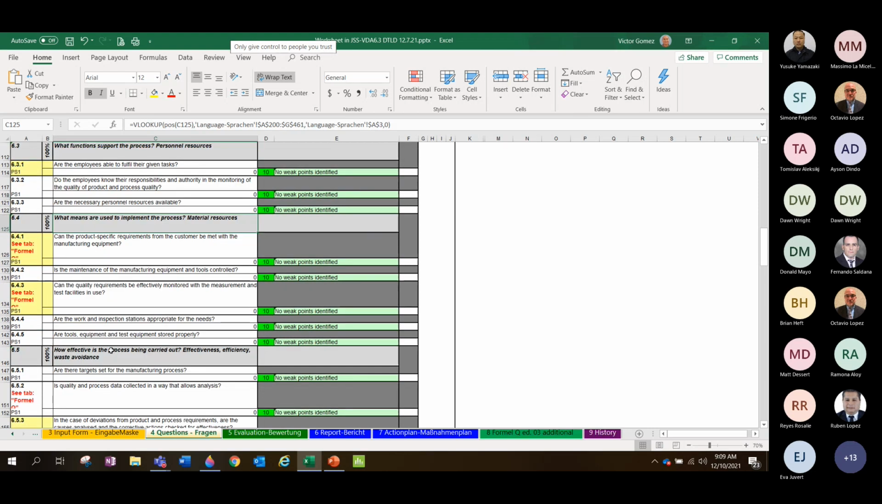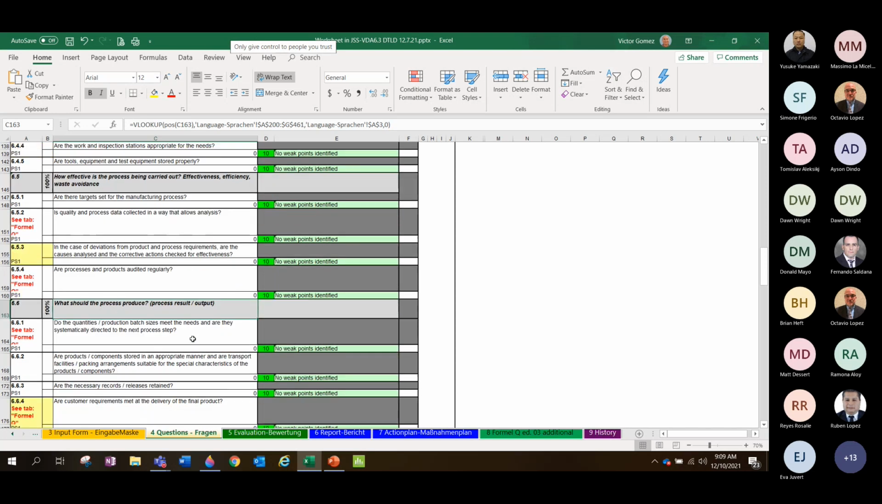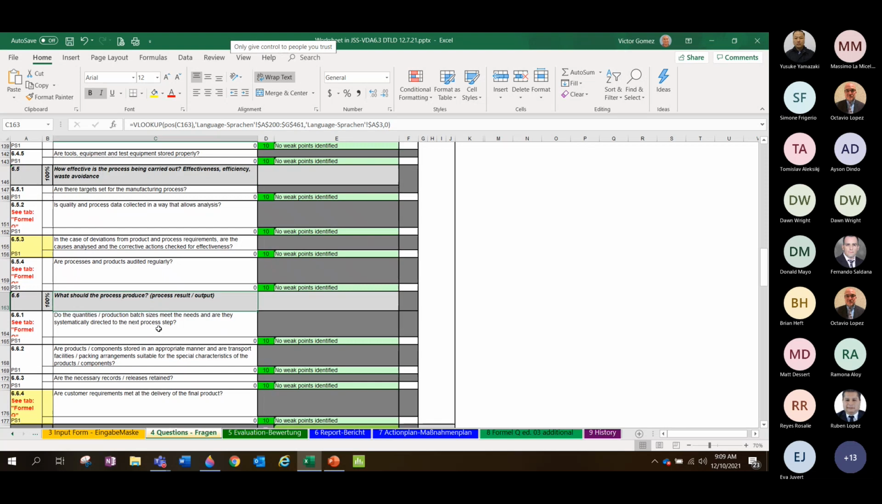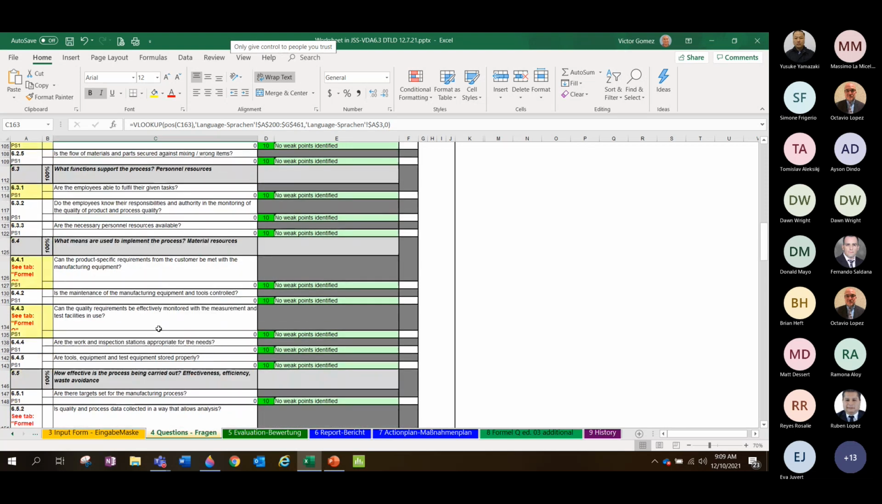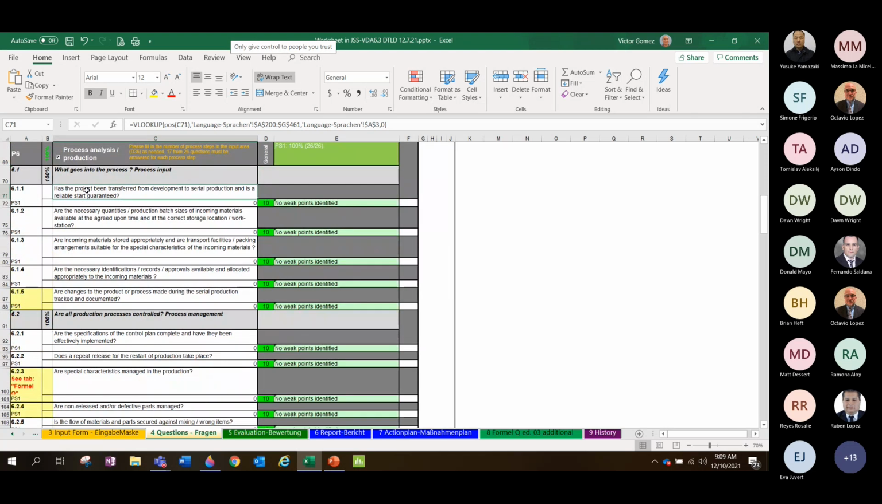As you can see, everything is related to the manufacturability of the product. What should the process produce, the process result? So again, I'm not going to go in detail. These questions basically are a guideline for you. If you go to 6.1.1, it's asking you, has the process been transferred from development to serial production and is reliable start guaranteed?